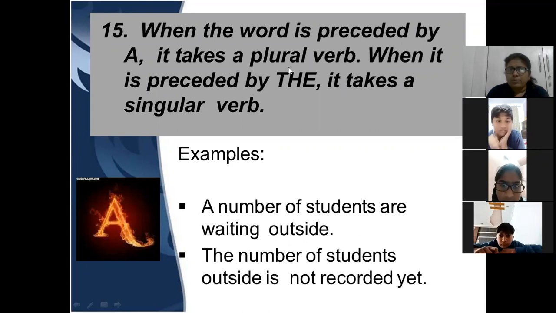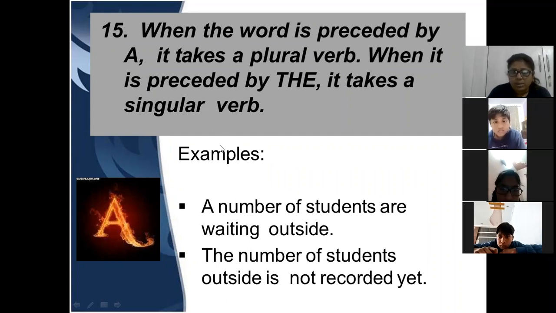It is saying, a number of students are waiting outside. So a number of students, it is plural here, starting with a. So we have taken are here, right? Same thing, the number of students outside is not recorded yet. So when you are using a, we are using are here. When you are using the, you are using is here, right?